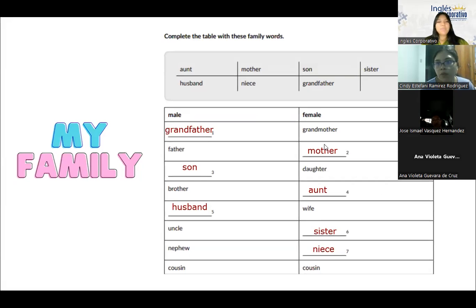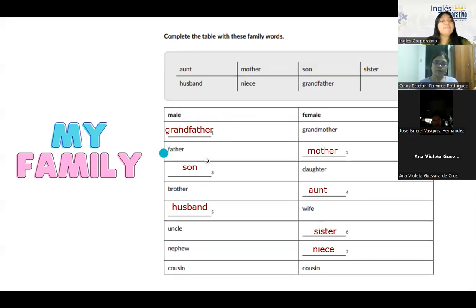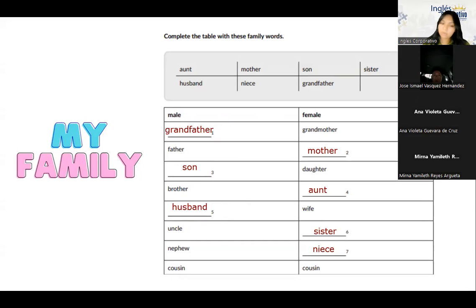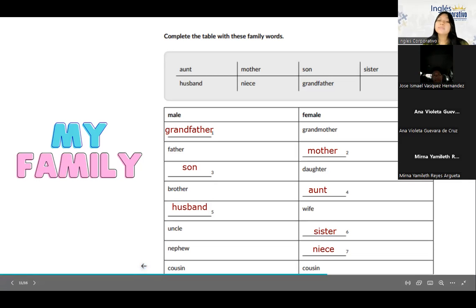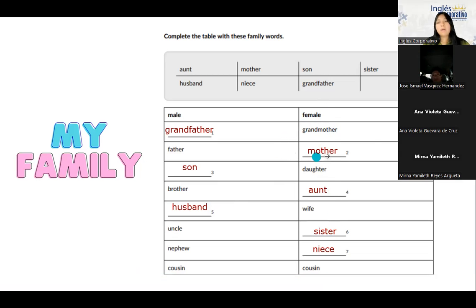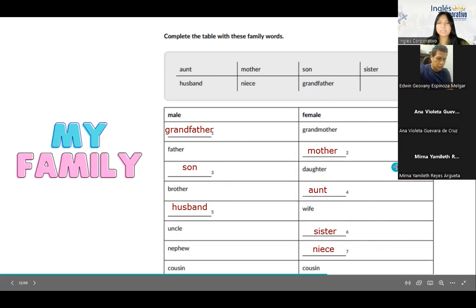All right, guys, so let's see, so we have grandfather, father, son, brother, husband, uncle. ¿Qué es uncle? Tío. ¿En nephew? Sobrino. El sobrino. ¿En cousin? Primo. Okay. Now female. Grandmother, mother, daughter, aunt, wife, sister, niece, and cousin. Very good. All right.